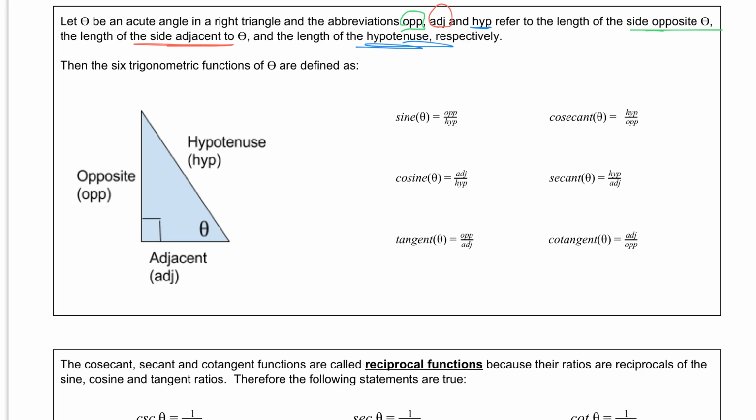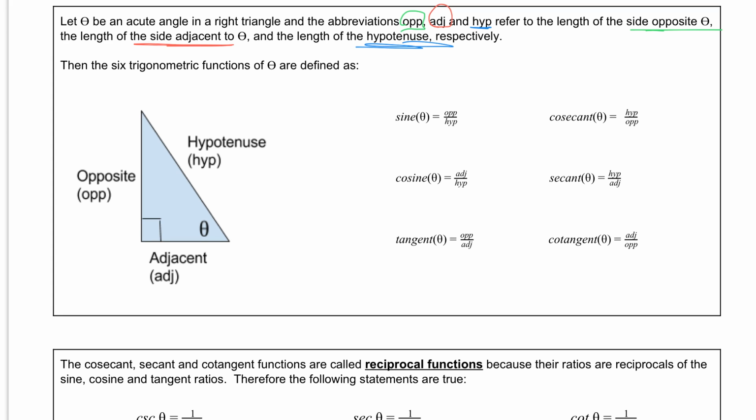So as we take a look at our triangle down here, this is our right triangle, and if you remember from geometry, this little box indicates that it's a right triangle. Here's our angle theta. So when we're looking at our angle theta, the side or the leg across from theta is called your opposite side. The side that touches that angle is the adjacent side. And the side across from the right angle is our hypotenuse.